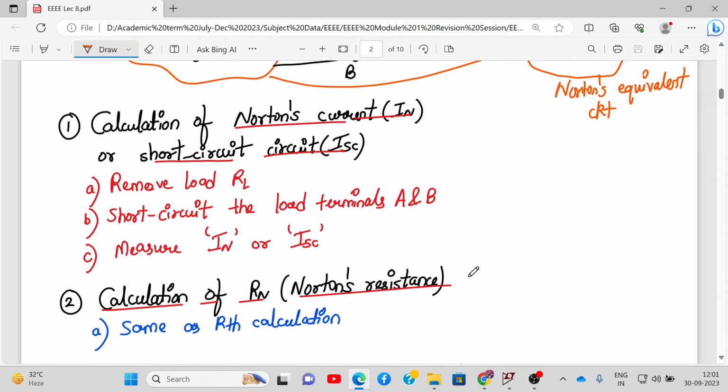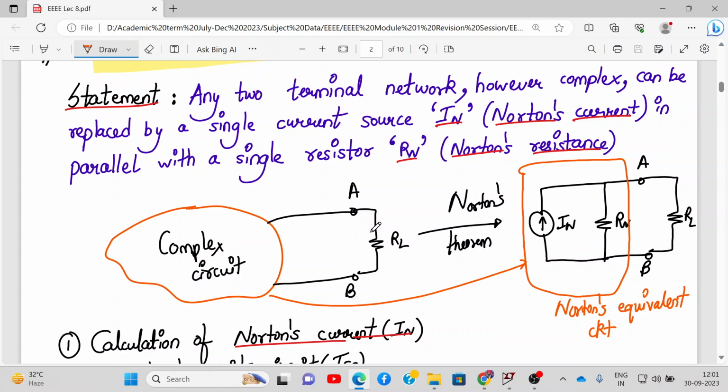Then for the calculation of Rn, Norton's resistance, the procedure is the same as for RTH. That is, we need to remove the load and deactivate the sources. That means replace them by their internal resistance and measure the value of resistance between the terminals A and B.